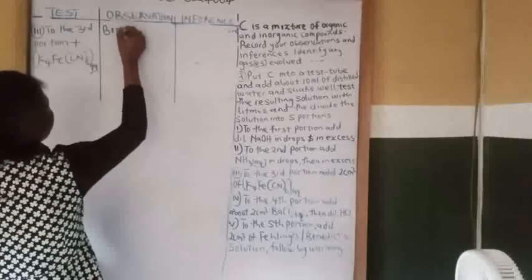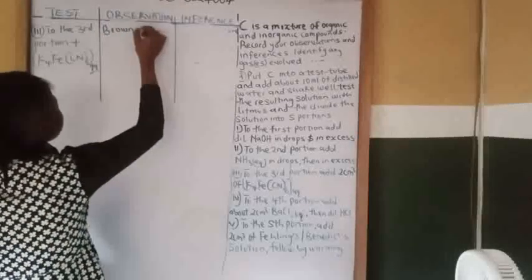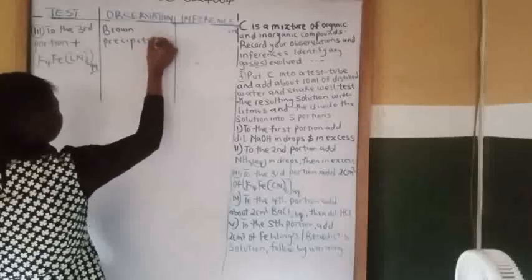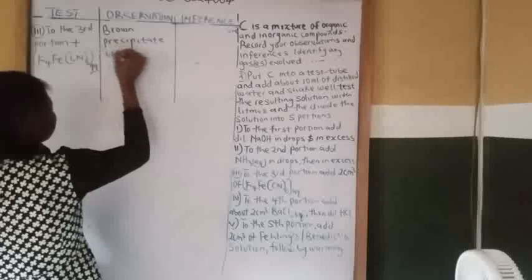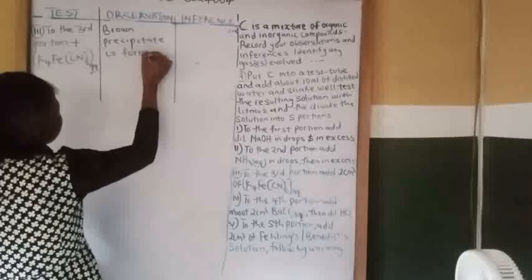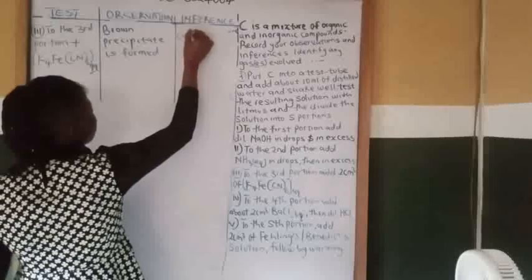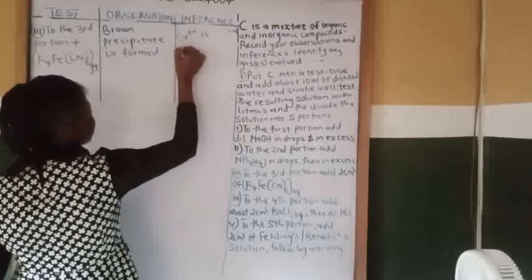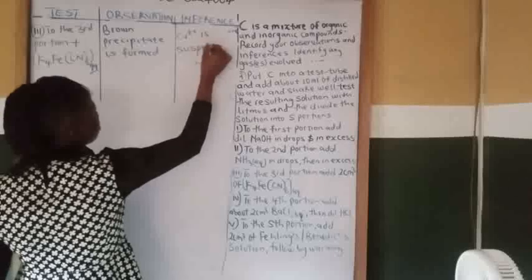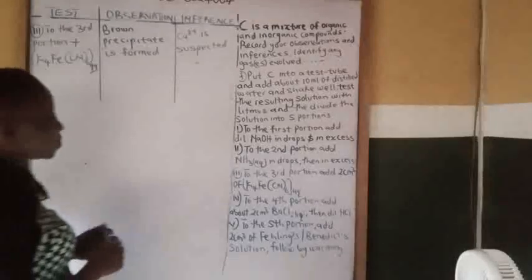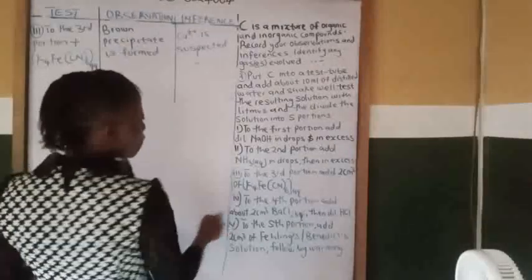Brown precipitate is formed. So brown precipitate is formed. So copper 2 plus is suspected. Then Roman figure 4.